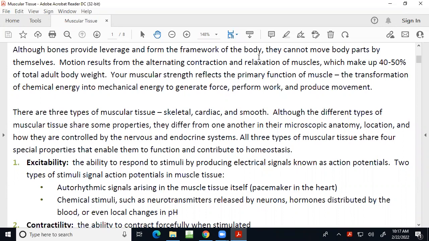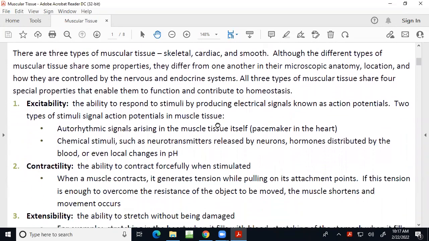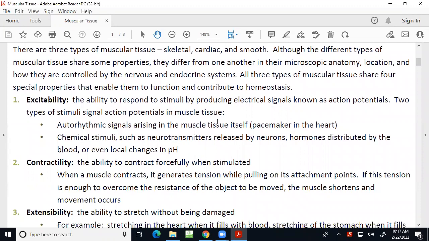Once again, the three types of muscle tissue are skeletal, cardiac, and smooth. Although the different types of muscular tissue share some properties, they also differ from one another in things like their microscopic anatomy, which we've talked about, like what they look like under a microscope, where they're located, and how they're controlled by our nervous and endocrine systems. On the next slide, we'll see some of those differences.